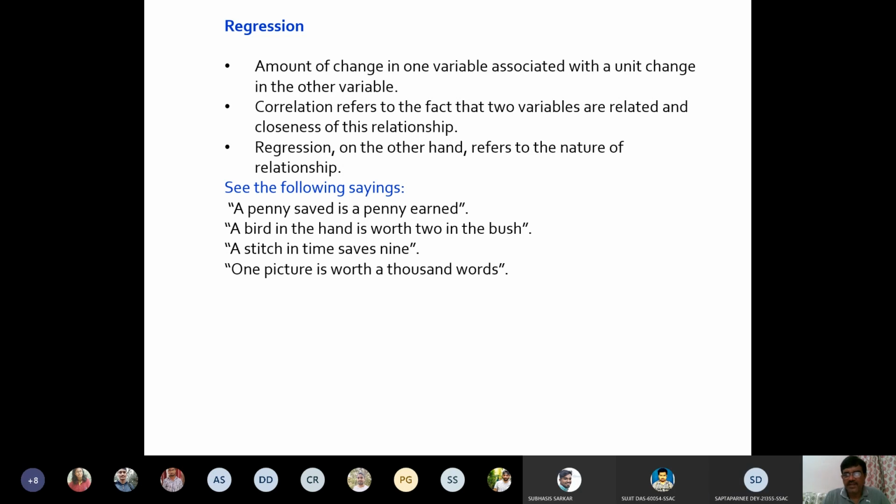A stitch in time saves 9. One picture is worth 1,000 words. So you can see these sayings are showing some numerical relationship between two variables. One is affecting the outcome of the other.